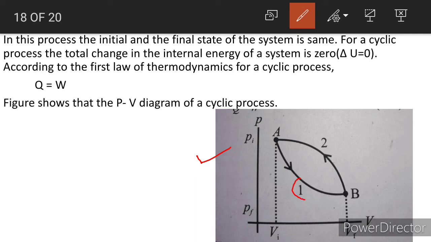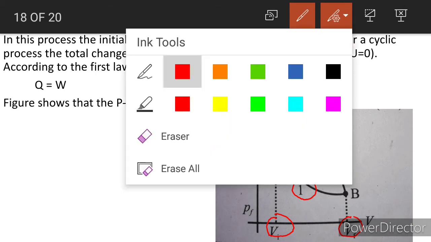So here this is path 1 and this is path 2. Means the work is done from initial volume Vi to final volume Vf, that is from A to B, and B to A. This is path 2. Here the gas undergoes a cyclic process in which it returns to the initial state after an expansion and compression as shown in the figure.